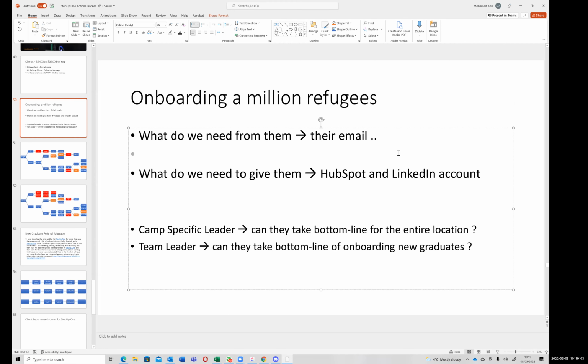Maybe the only thing we need from our graduates is just their email. Once we have their email, we can immediately create a HubSpot account, and then everything else happens on HubSpot. I'm just thinking aloud, guys. So they don't need to do anything. They give us their personal email. Okay, let me make it easy. Can you imagine this, guys? Can you find problems or faults with what I'm saying?